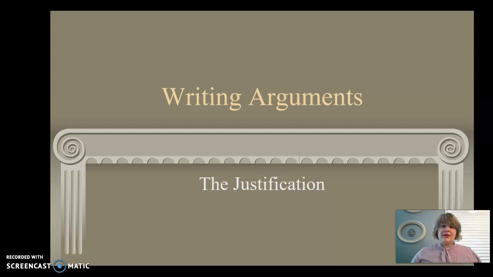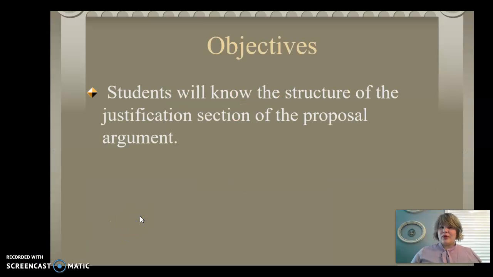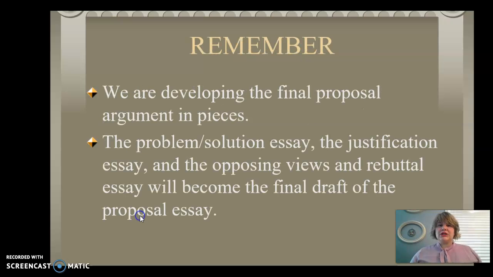Hello, I wanted to spend a little bit of time going through the justification PowerPoint so that we could have more time for interaction and questions during our Teams meeting this week. So without further ado, here's the justification slideshow. Of course, we're going to talk about the structure of the paper and how to do that.